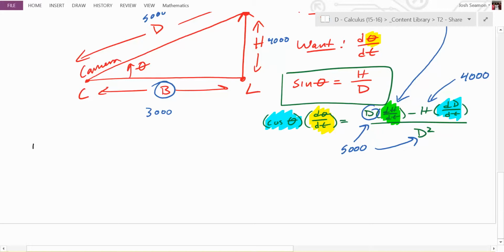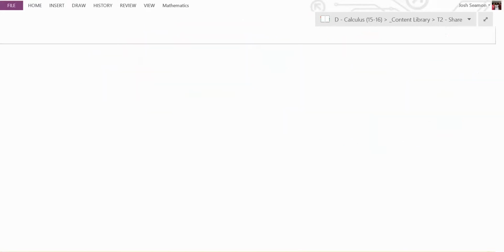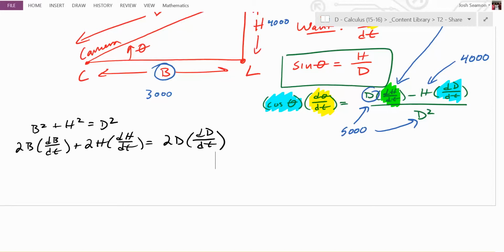What is b squared plus h squared equal to? D squared. So if you take the derivative of that with respect to time, what do you get? 2b times db/dt plus 2h times dh/dt equals 2d times dd/dt. It becomes hard to say. That's correct. We know a lot of those things because why are we doing this? Because we really want what? We want this right here, correct?